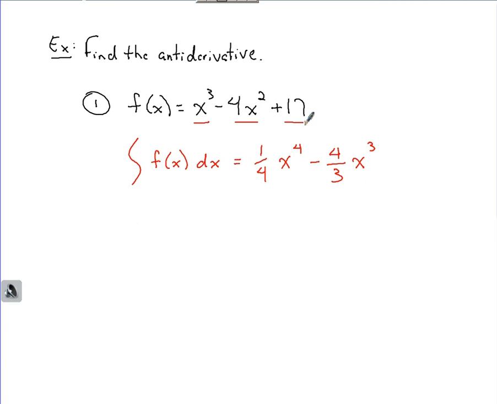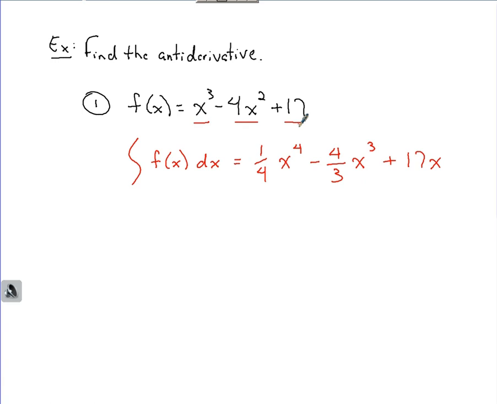As far as this constant is concerned, we're kind of working backwards now and taking the antiderivative. We're going to have 17 here, and we're going to attach an x, because if you think about it, taking the derivative of 17x would get you back to that 17.